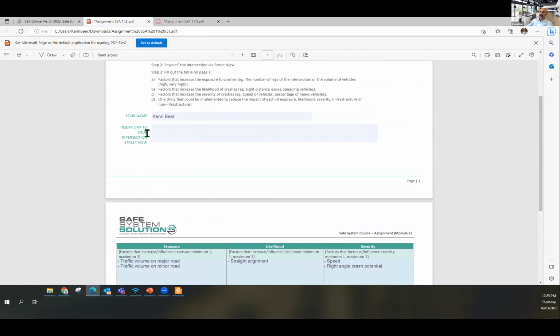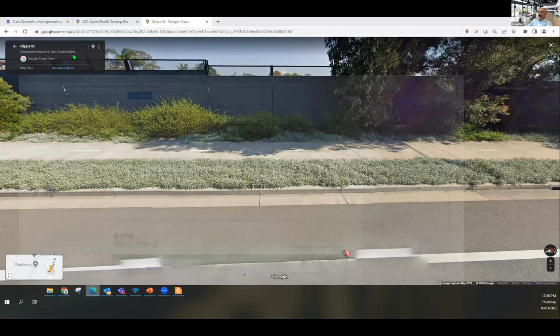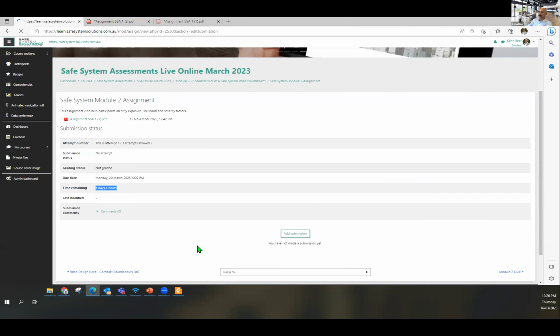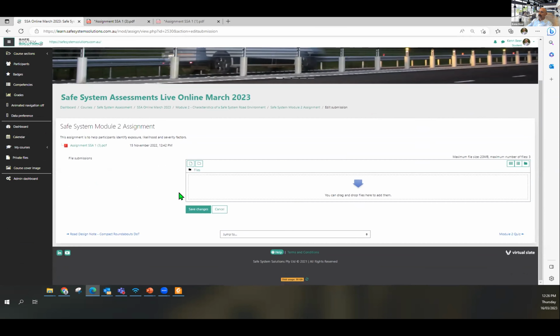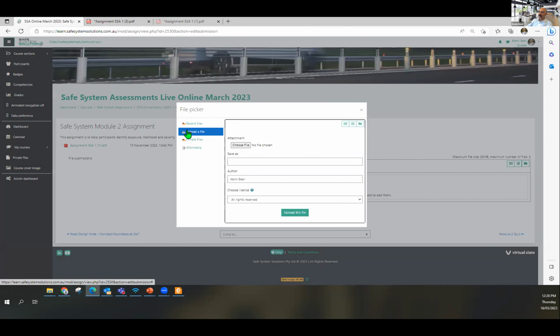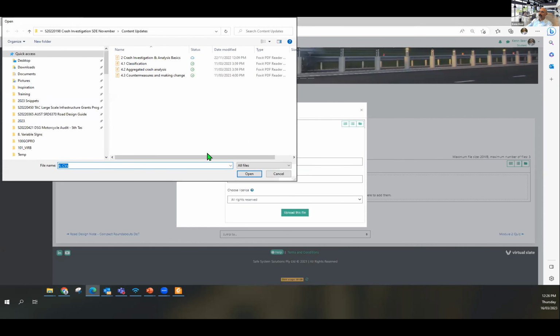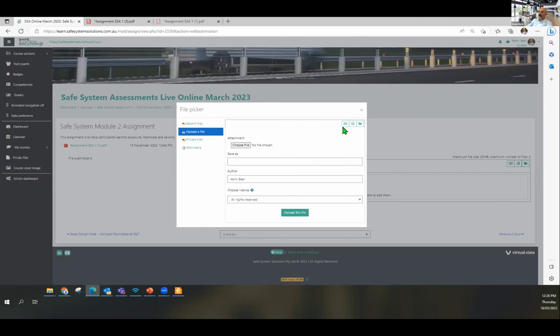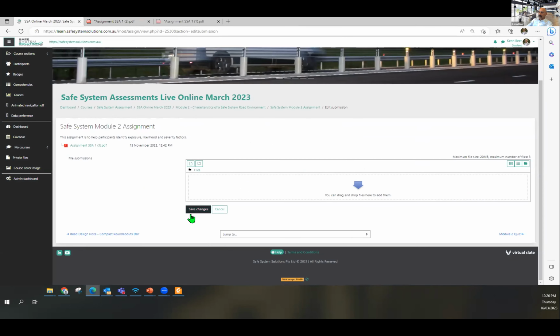Maybe a little bit more detail, but you can see it doesn't take you too long, hopefully, to complete that assignment. Then you just save it locally, jump back in here, go to add submission, either drag and drop into there, or click on that, upload a file, choose the file, and find it, and off you go. Save changes, and it's submitted, and that will be marked by somebody, and you'll get some feedback.